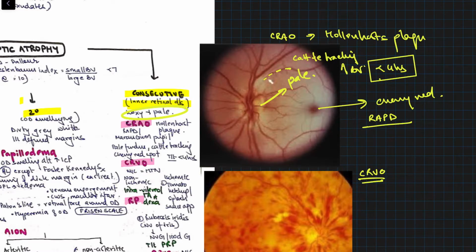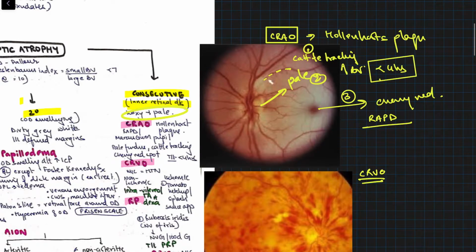So what all happens in CRAO? Let's revise it once again. First is cattle tracking, second is pale waxy optic disc, and third is cherry red spot. Okay, now let us look at CRVO. In CRVO, what we will see, it looks like someone has splashed tomato upon it, and this is known as tomato ketchup or splash sauce appearance.